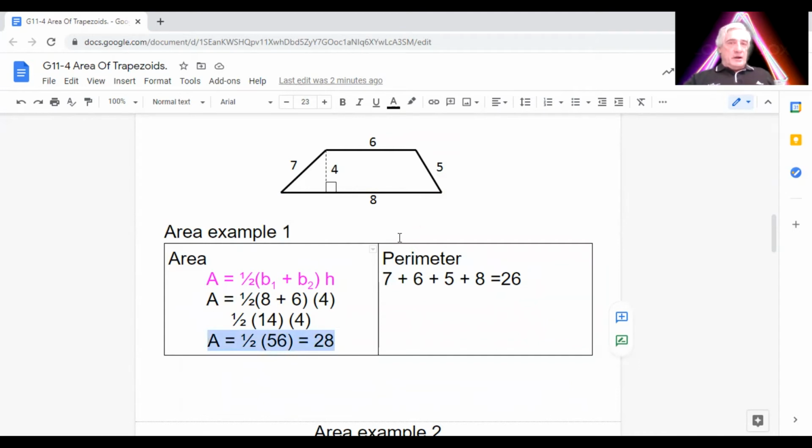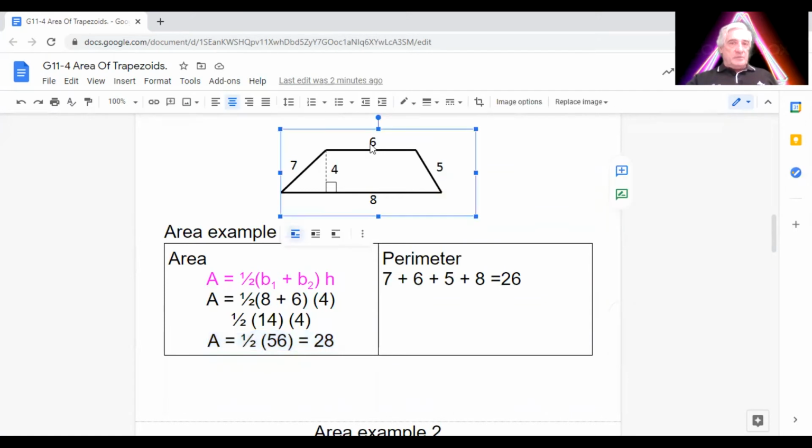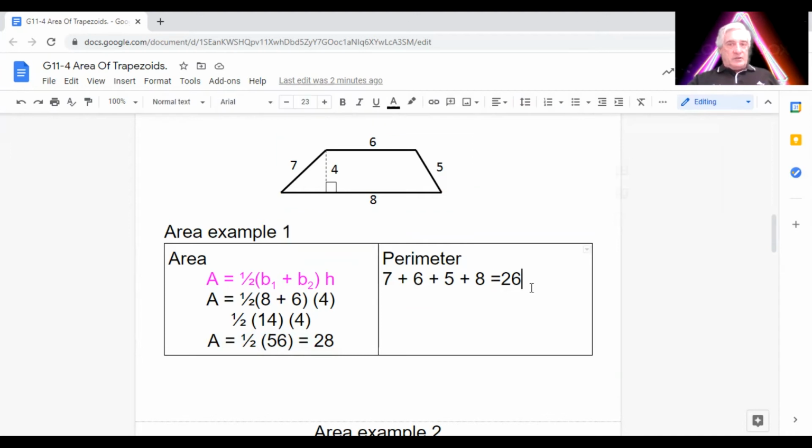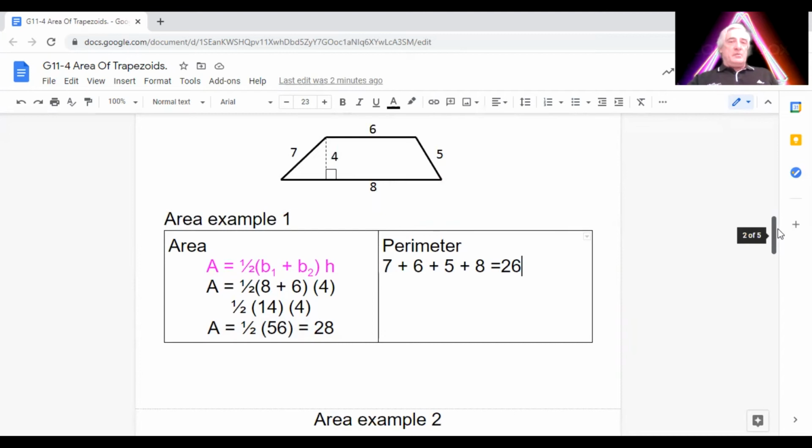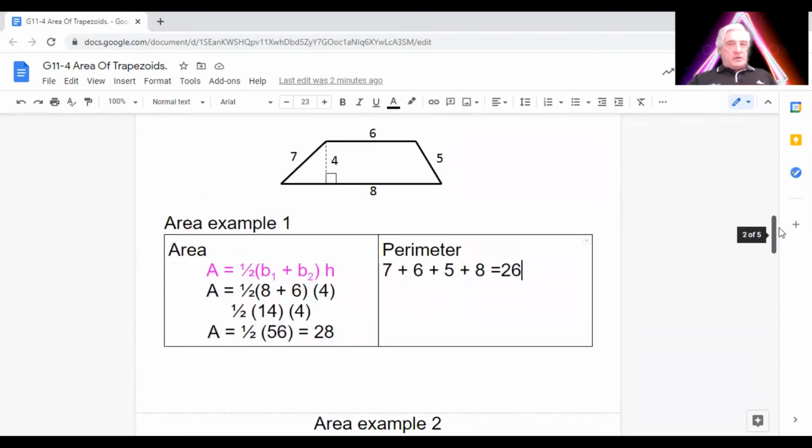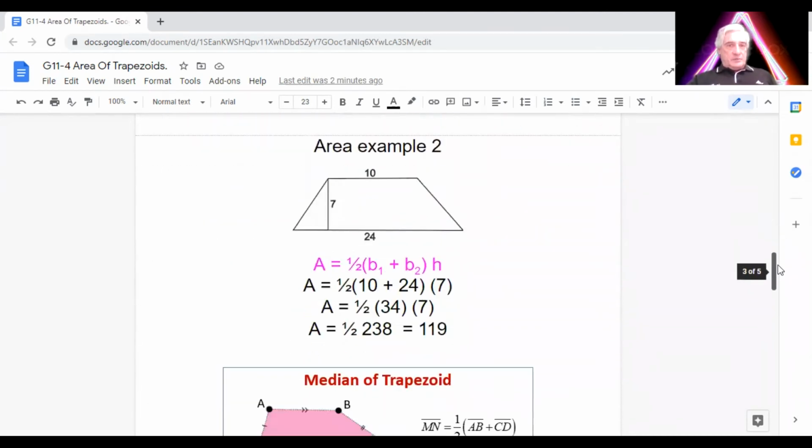What's the perimeter of a trapezoid? There's no real formula. Just add the sides. 7 plus 6 plus 5 plus 8 is 26. Once again, just like in the triangle, there's no set formula for the perimeter of a trapezoid. You just add the sides around.